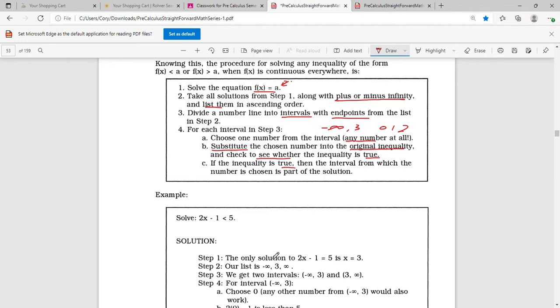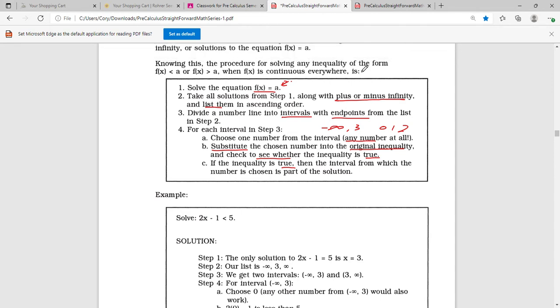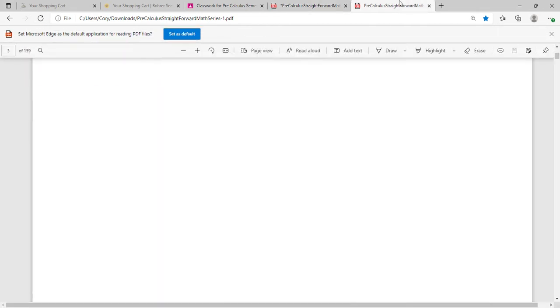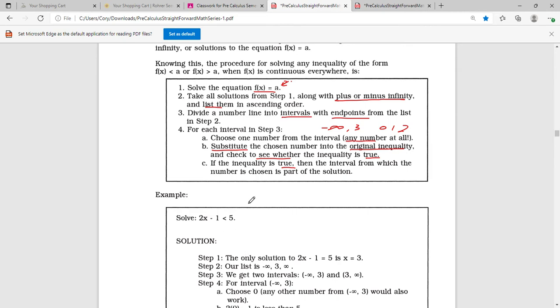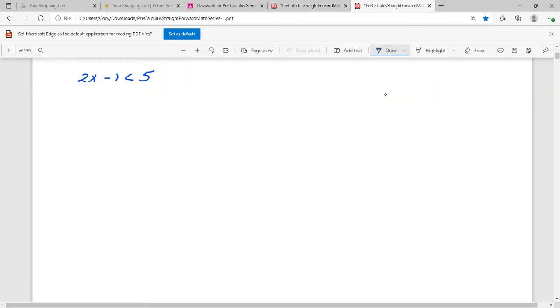All right, so let's try an example. 2x minus 1 is less than 5. So I'll write that out. 2x minus 1 is less than 5. Let me double check and make sure I did that right. Down here, 2x minus 1 is less than 5. So step 1 is to just solve it like it was a regular equation. So I'm going to say 2x minus 1 equals 5, plus 1, plus 1. I'm going to get 2x equals 6, divide by 2, and I get x equals 3. Okay, so my only solution for that is x equals 3.